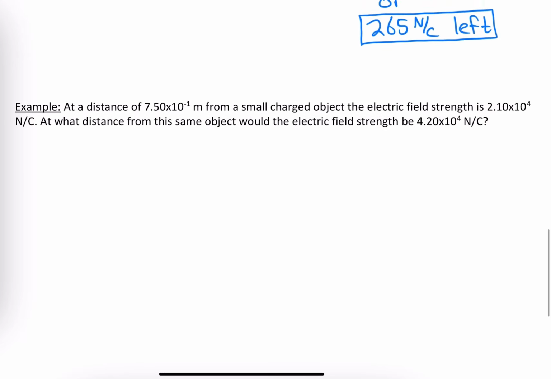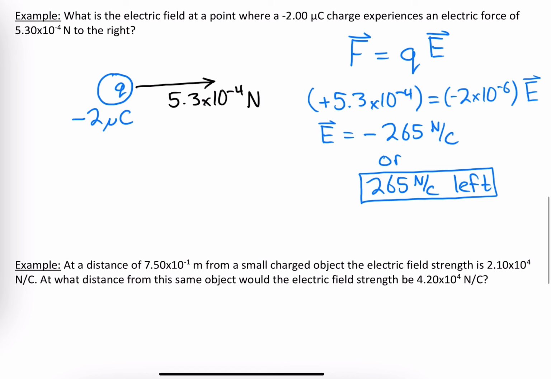So in the last question over here, we had a charge that was experiencing an electric force. So this is a charge that was feeling a force because it was in an already existing electric field. So the electric field in this problem was not the one created by this charge. It was the one affecting this charge.